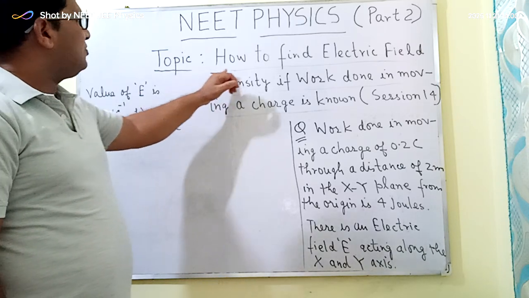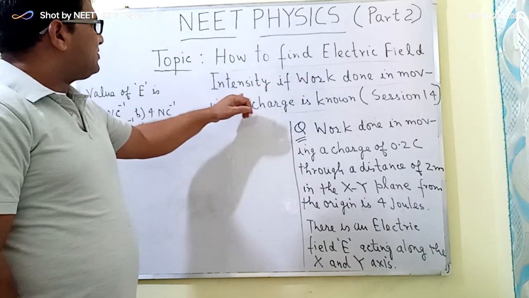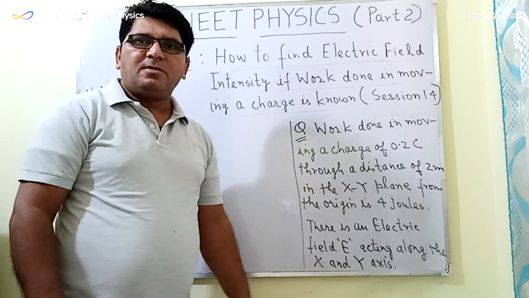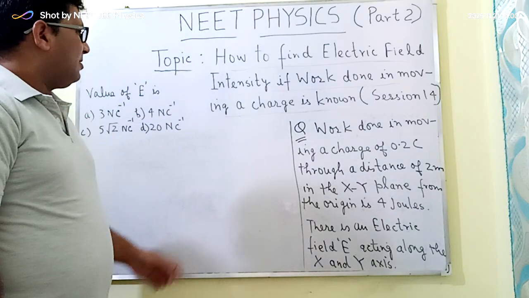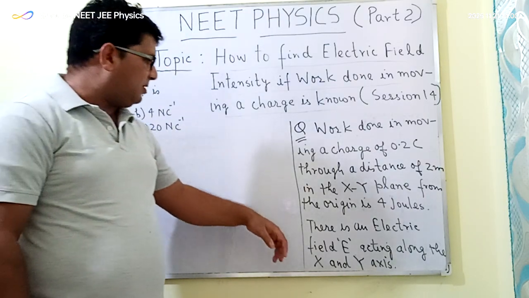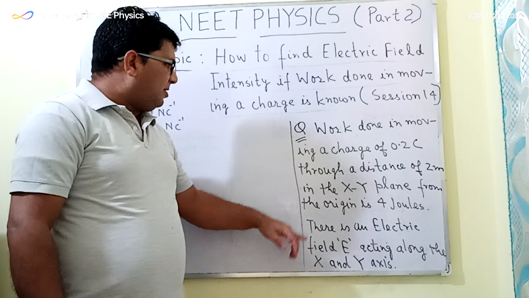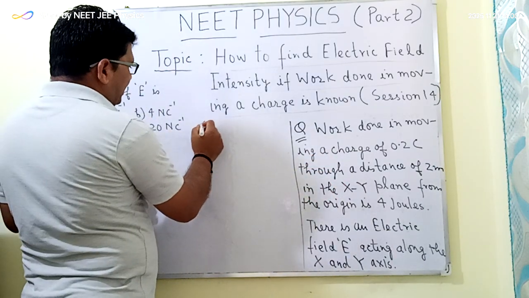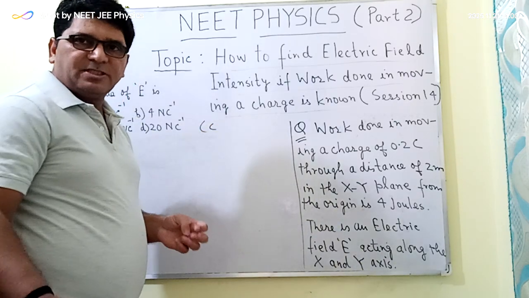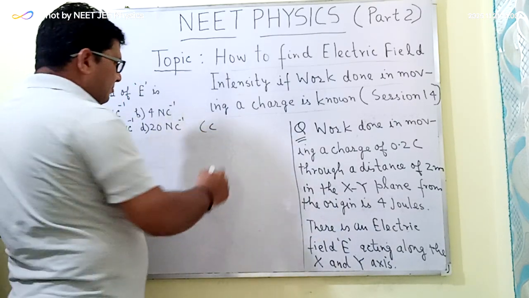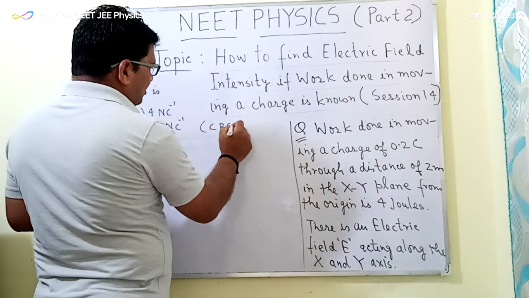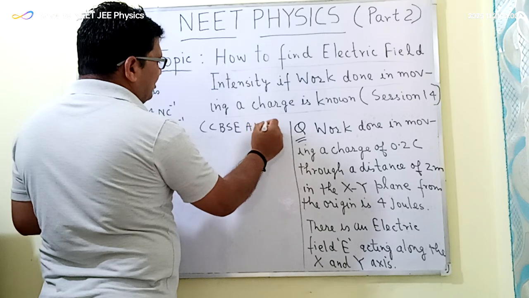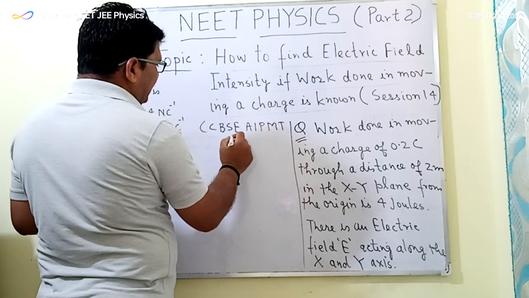The topic is how to find the electrical field intensity if the work done is known in moving a charge in the electrical field region. Based on this topic, I have one question, and a very similar question was asked in the CBSE All India Pre-Medical Test in the year 1995. The question is not the same, but almost the same.